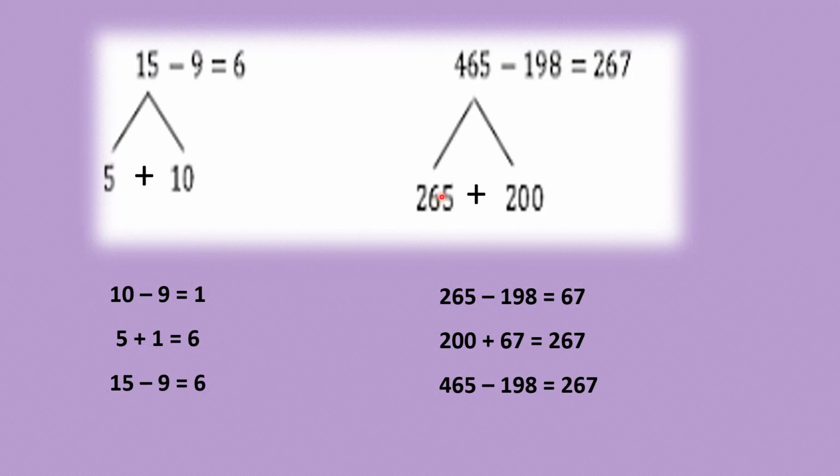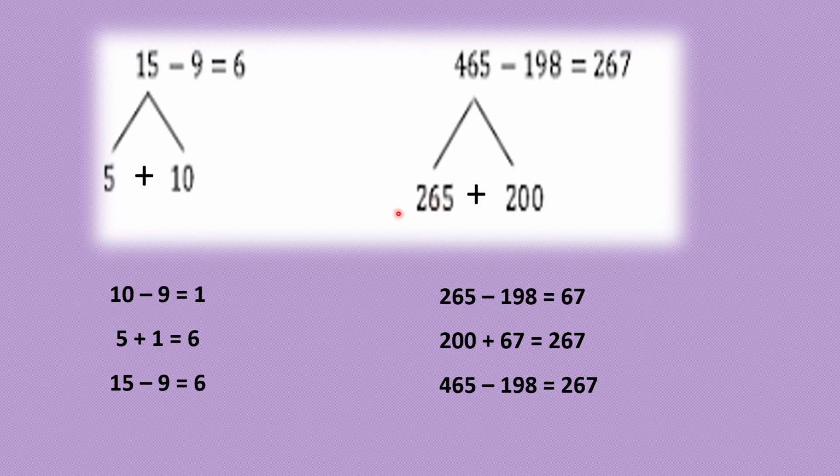There are many ways you can break 465. You can write 400 and 65, because I know 400 plus 65 is 465. You can write 265 and 200. I know 265 plus 200 is again 465. So you can use any pair. In this case, I have used 265 and 200. Once I have broken 465, I'm not going to use it right now. Let's just cancel it. 265 and 200.